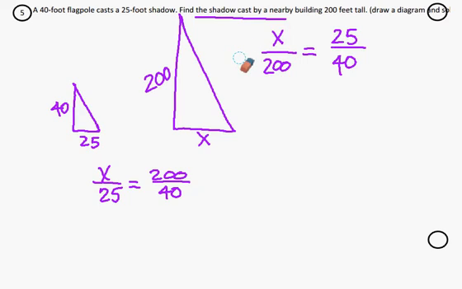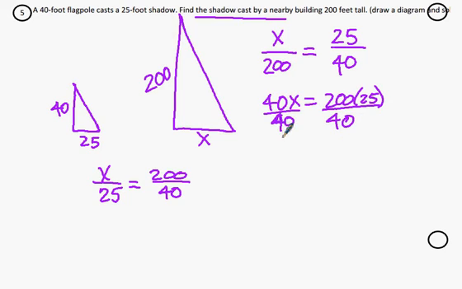I'm just going to show it this way. 40x equals 200 times 25. And since I cross multiply, I have to divide. Forties cancel here. And 200 divided by 40 is 5. 5 times 25 is 125.